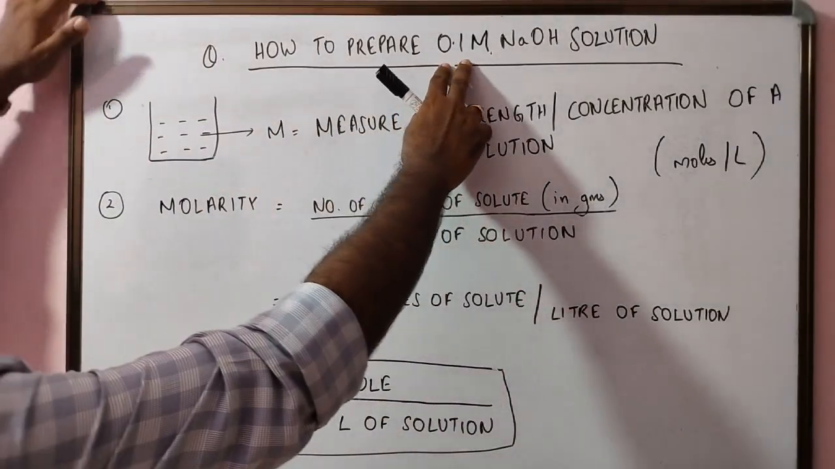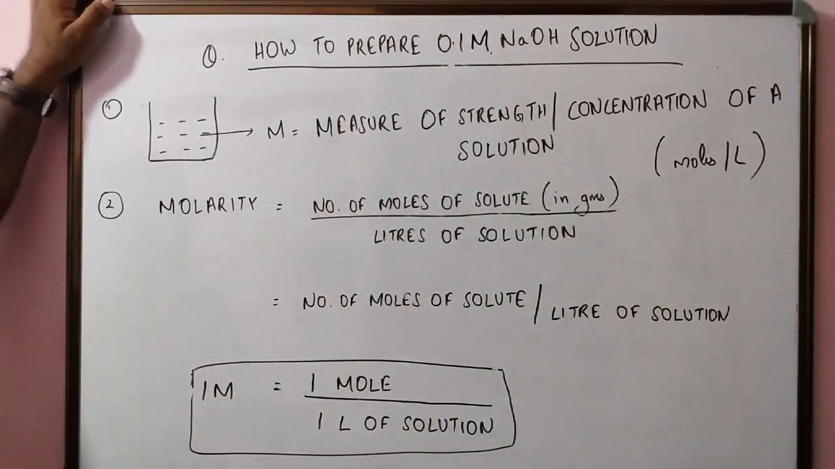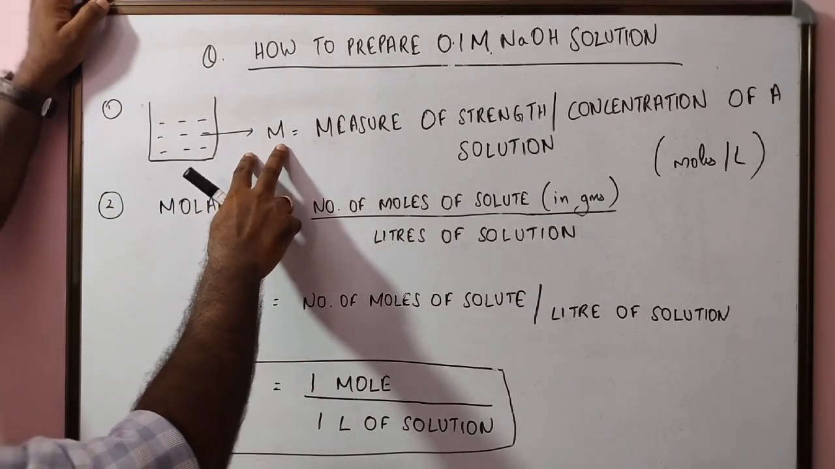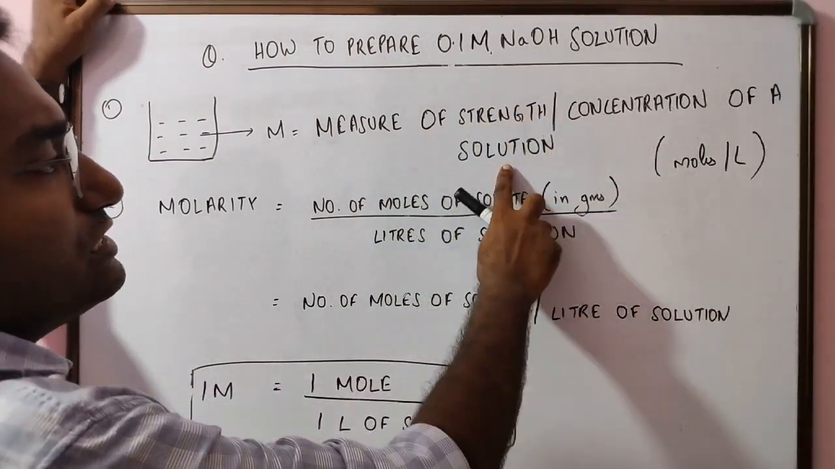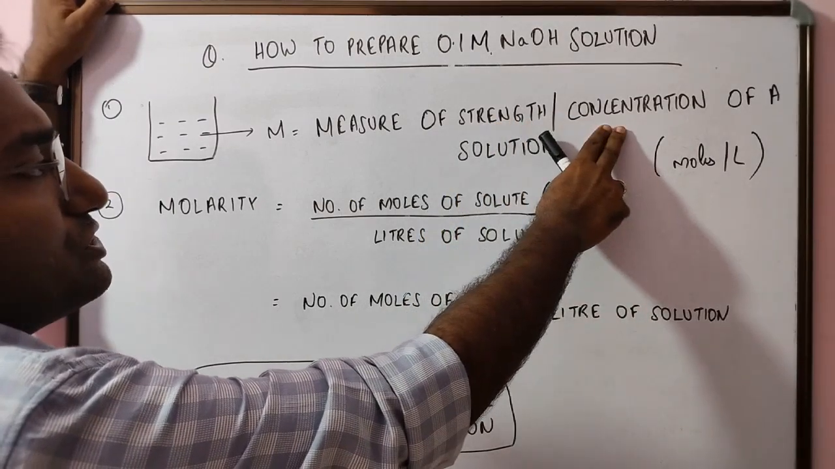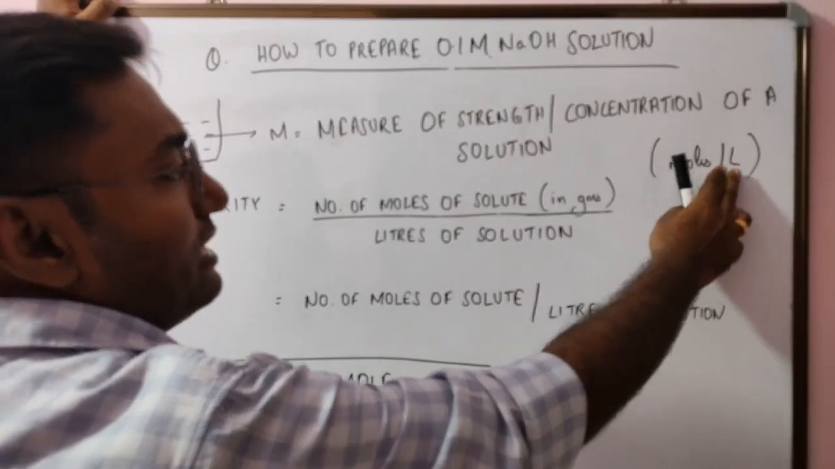To know how to prepare 0.1 molar NaOH, we first need to know what molarity is. Molarity is the measure of the strength or the concentration of a solution. The strength or the concentration is given as moles per liter.